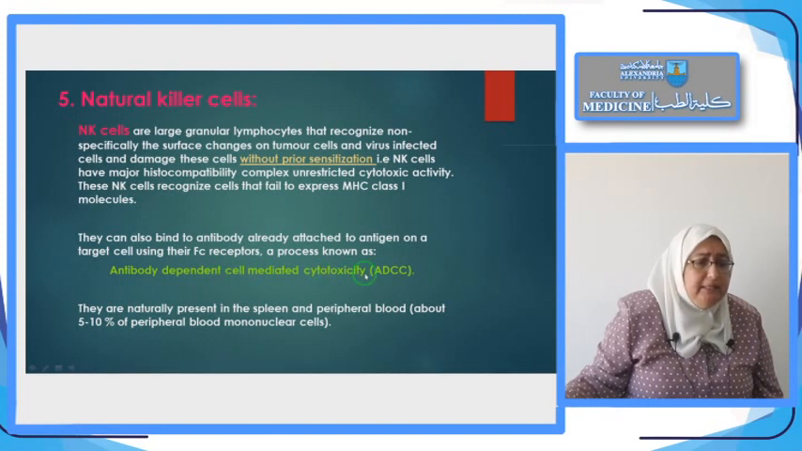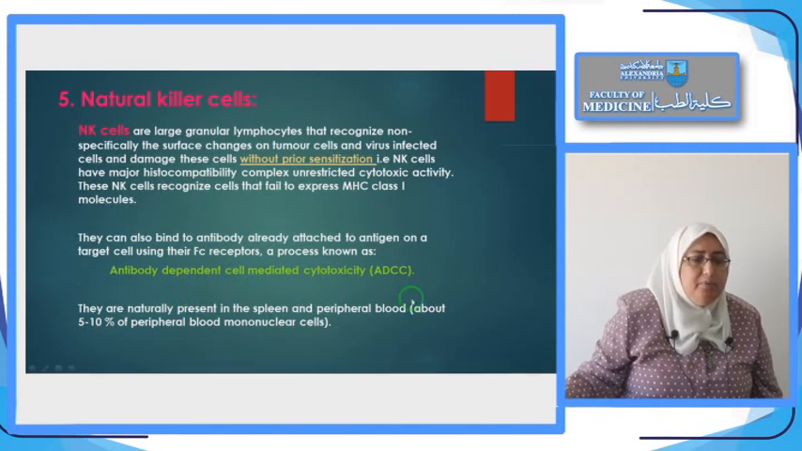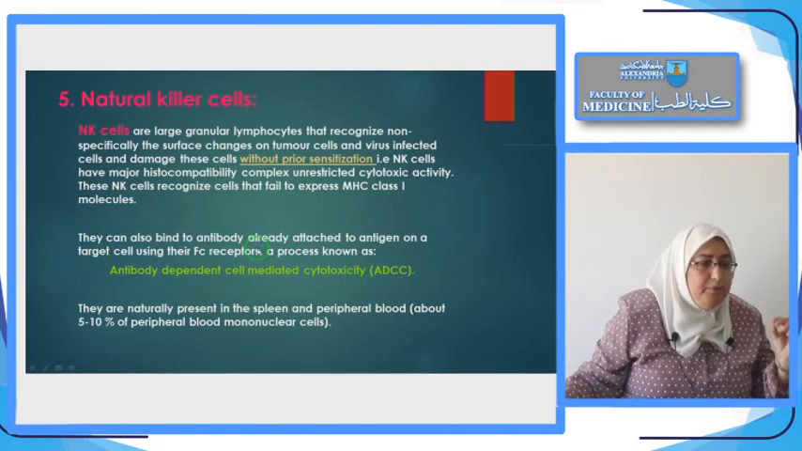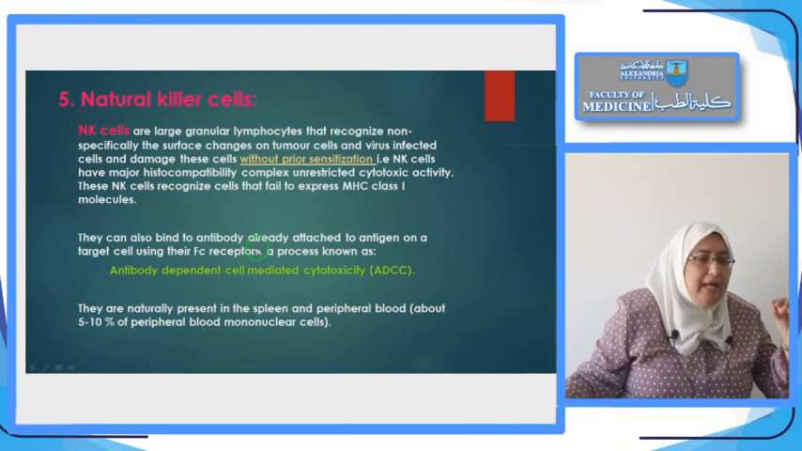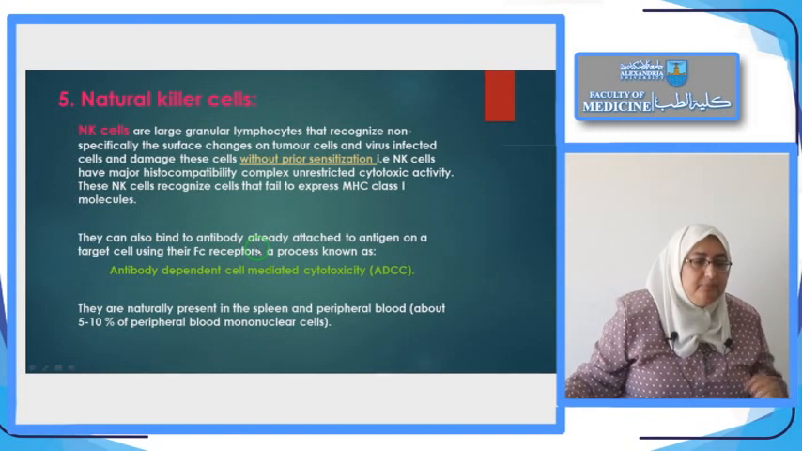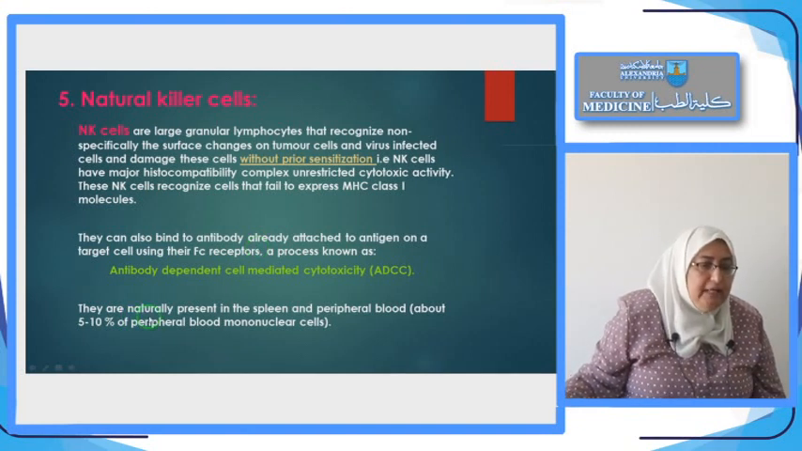Antibody-dependent cell-mediated cytotoxicity. They can also bind antibody already attached to antigen on a target cell using their Fc receptor, a process known as ADCC. What is ADCC? Antibody-dependent cellular cytotoxicity. Any cell that has an Fc receptor could do ADCC, like the natural killer cell. Natural killer cells are present in the spleen and peripheral blood, 5 to 10% of peripheral blood mononuclear cells.